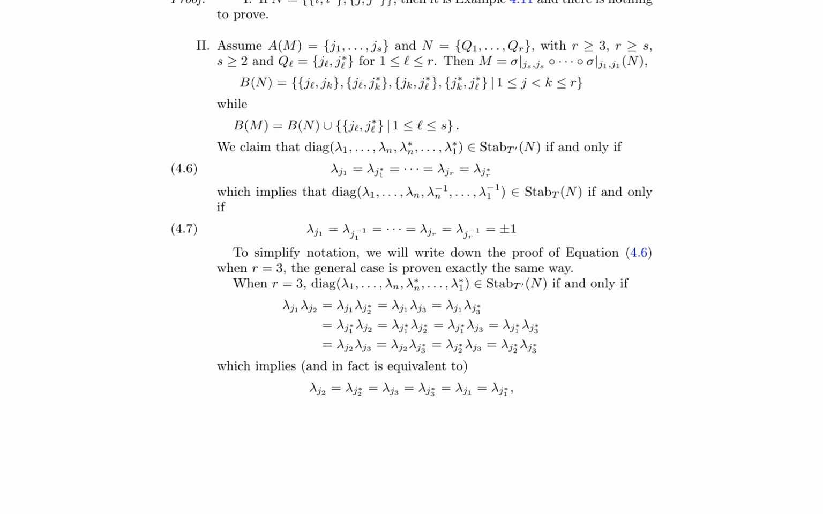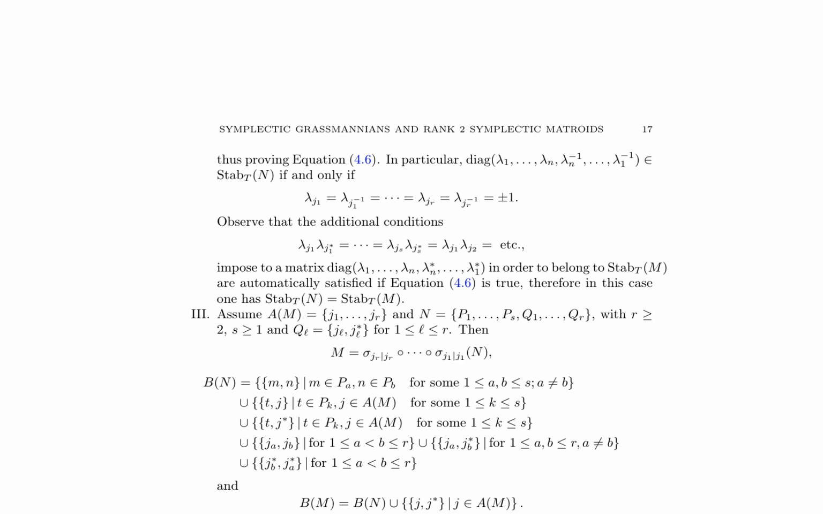Finally, the paper concludes by highlighting the importance of understanding the relationship between the stabilizers of N and M, as it can reveal insights into the structure and properties of these matroids. The paper explores the connection between symplectic Grassmannians and rank 2 symplectic matroids, proving that the additional conditions for a matrix to belong to stab T, M, are automatically satisfied. This leads to the conclusion that stab T, N, equals stab T, M.